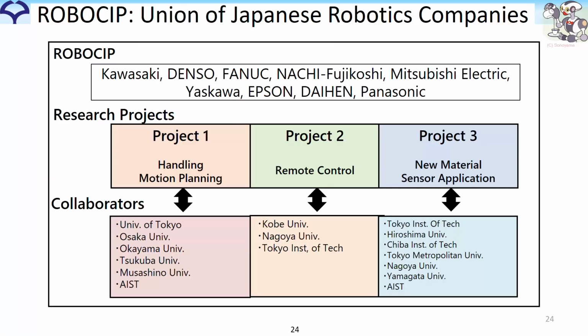This is a part of the Roboship project. Actually, Roboship is a union of nine Japanese robot companies, including Kawasaki, Denso, Fanuc, Nachi-Fujikoshi, Mitsubishi, Yaskawa, Epson, Daihen, and Panasonic. This is a national project with three main projects. One is on handling and motion planning, the second is remote control, and the third is new material and sensor applications. Our Osaka University belongs to project 1, working on handling and motion planning, and mainly we work on how to use the stored database.